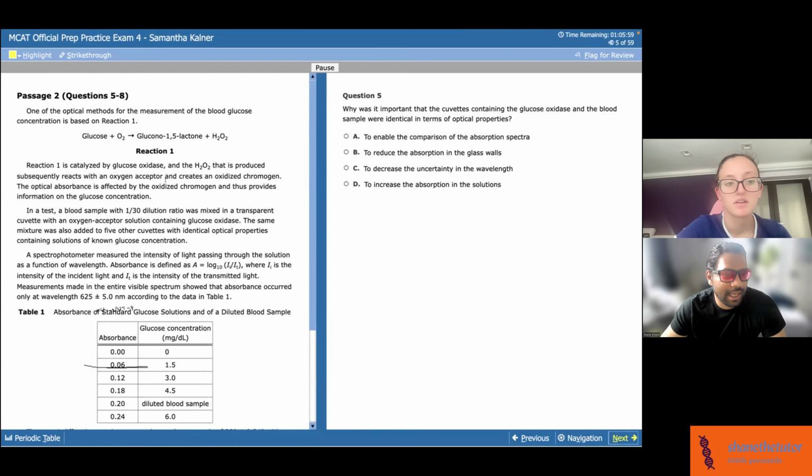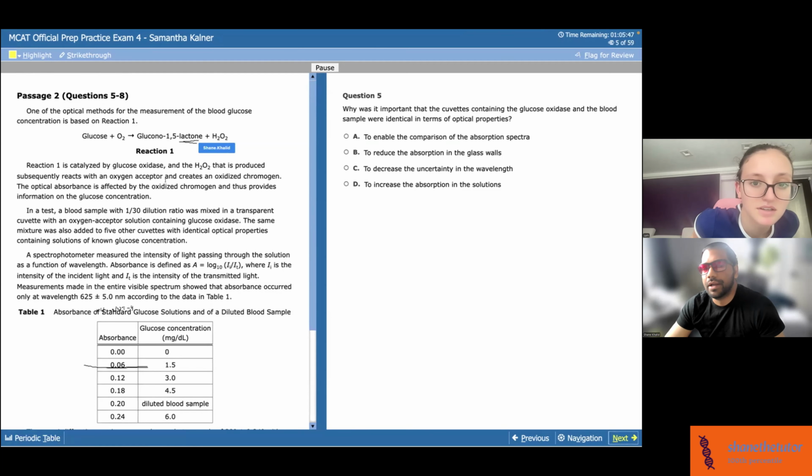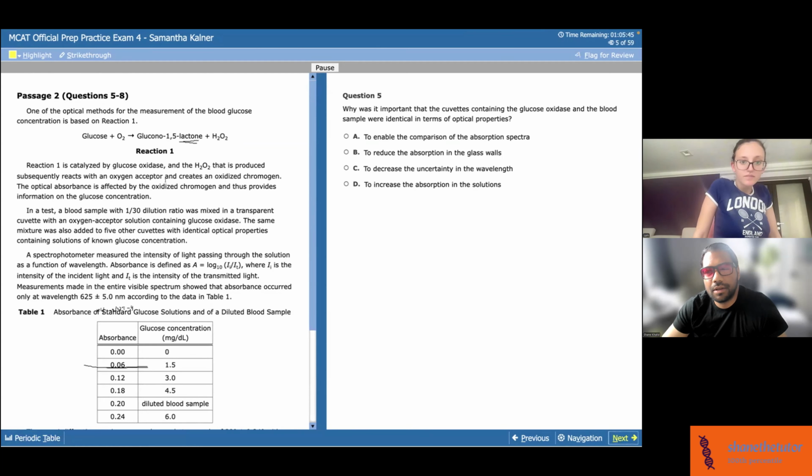What is a lactone? It's lactose in a different form. It's like missing something. It sounds like lactose, but it's going to be a little different. So what a lactone is, is a cyclic ester.